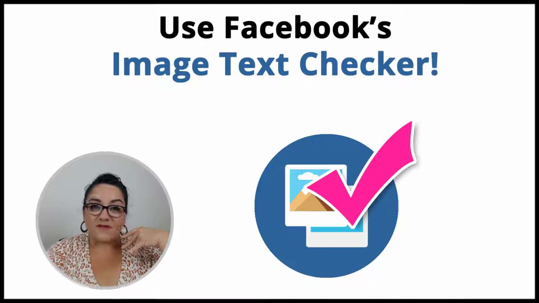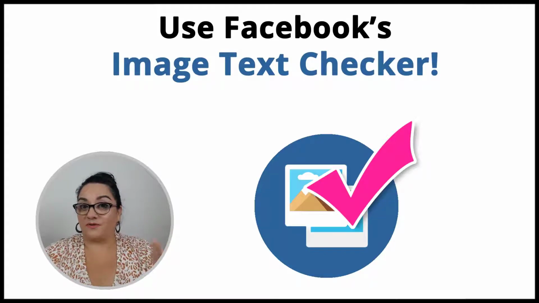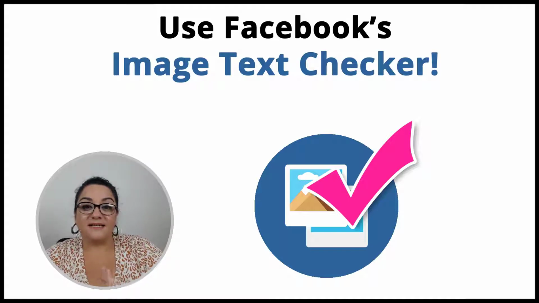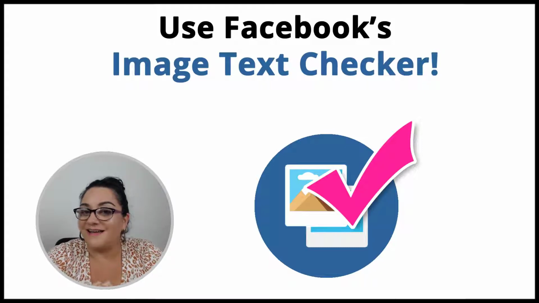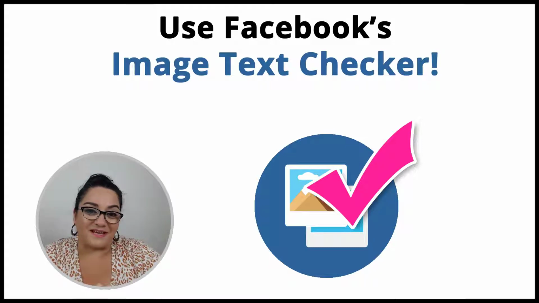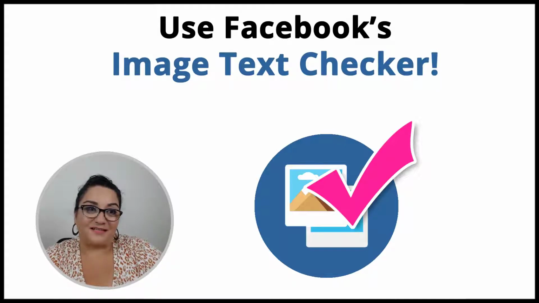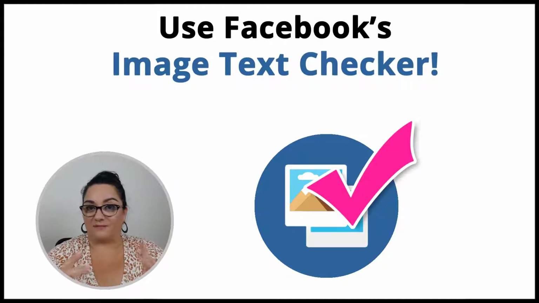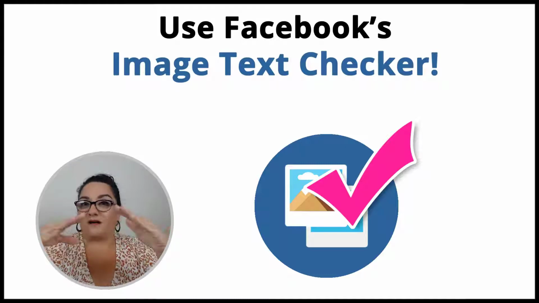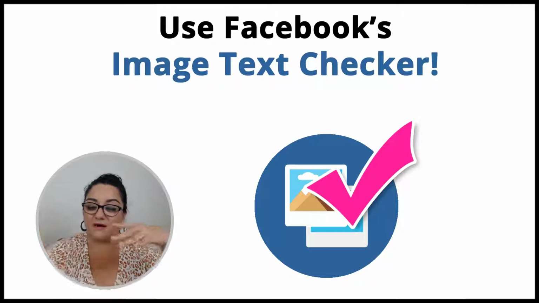So the way to check how your image is going to rate is by using Facebook's image text checker. I want to know if anyone has heard about the Facebook image text checker. I've been using this for maybe a year or two, and they've improved it, because before it was a grid and you had to figure out on your own whether or not your image had 20% text. So it was a little bit harder.